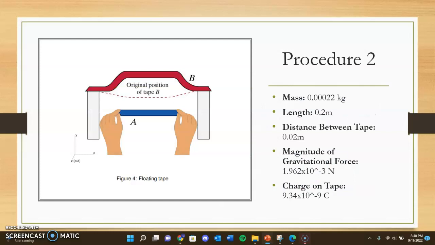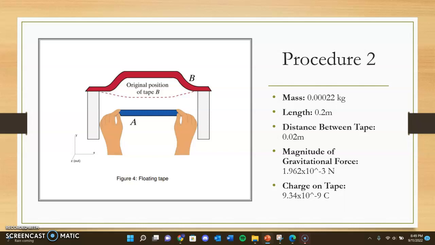For procedure 2, you had a piece of tape, tape A, and a piece of tape, tape B. Tape B is the system, while tape A is the surrounding. The goal was to make the electric force from tape A equal to the gravitational force on tape B.